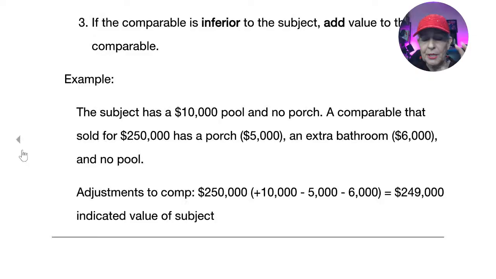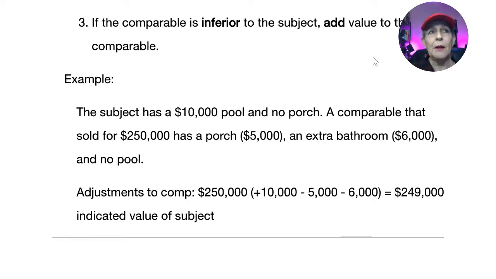The subject property always stays the same because we're adjusting the comparables to see if we can come up with a current market value based on the comparables for the property in mention between the seller and the buyer. The third rule: if the comparable is inferior to the subject property, we add value to the comparable.